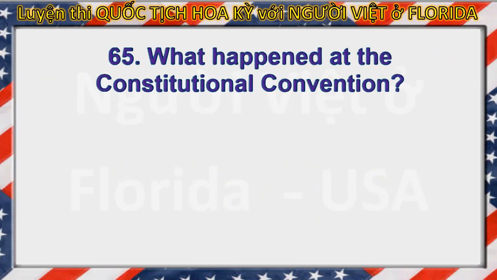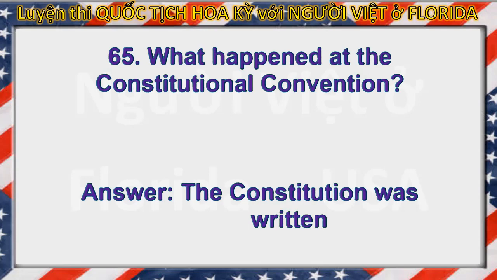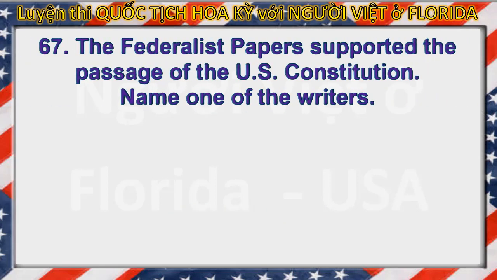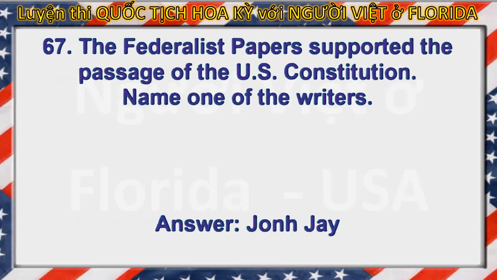What happened at the Constitutional Convention? The Constitution was written. When was the Constitution written? 1787. The Federalist Papers supported the passage of the U.S. Constitution. Name one of the writers. John Jay.